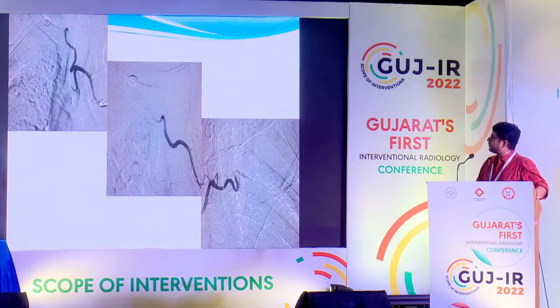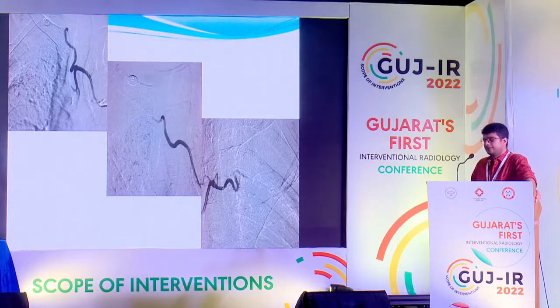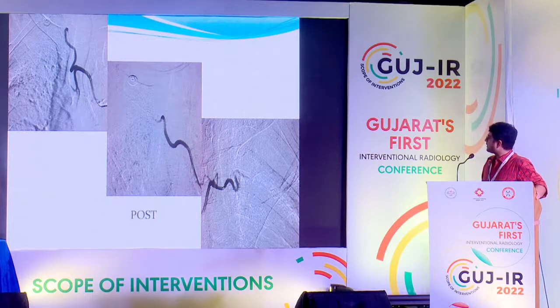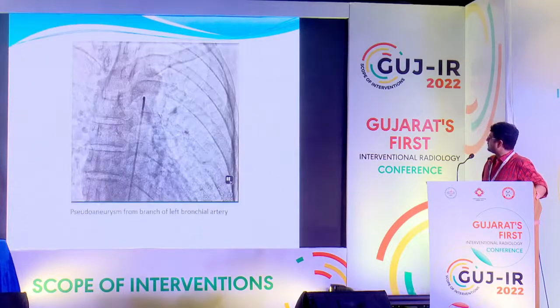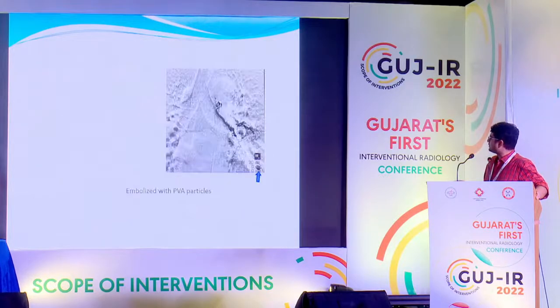And this is post-embolization, where we don't see any hypervascular blush. We embolize with particles so that it goes up to the capillary levels and stops the bleeds. This is just to show how a bronchial artery pseudoaneurysm is seen.